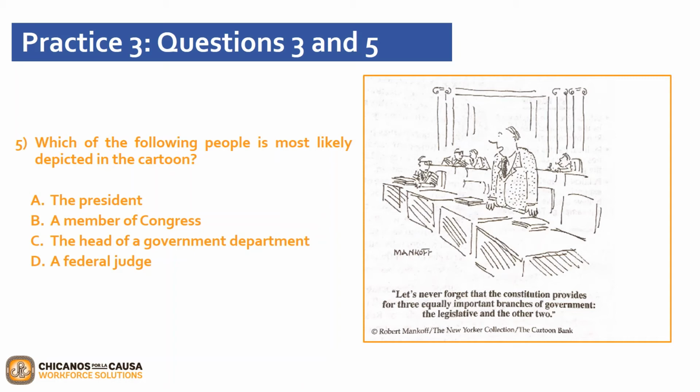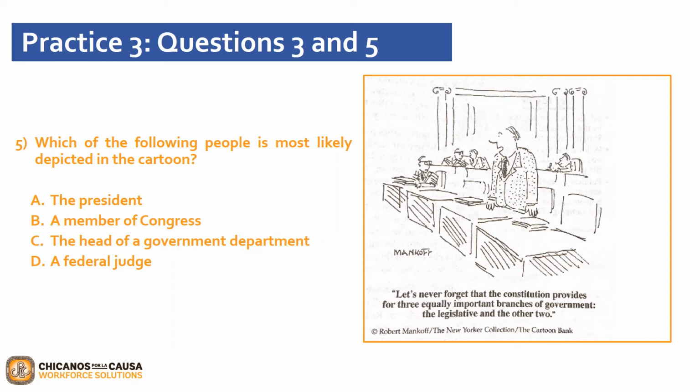Okay, let's examine the cartoon. There is a man speaking while standing up, so that means that he has the floor to speak and he is surrounded by his peers. Let's also read the quote: "Let's never forget that the Constitution provides for 3 equally important branches of government, the legislative and the other 2." In this case, that person means the legislative, which is Congress. The other 2 refers to executive and judicial.